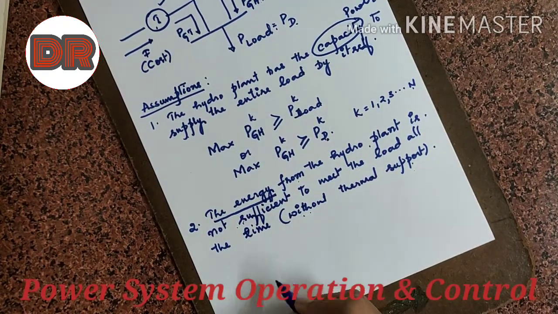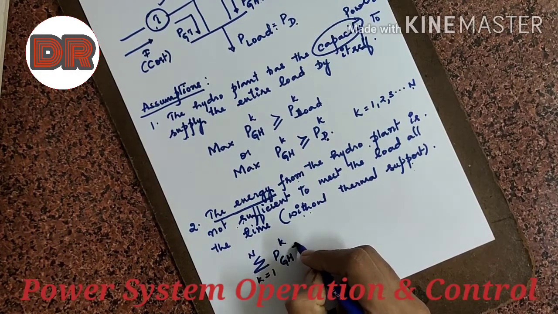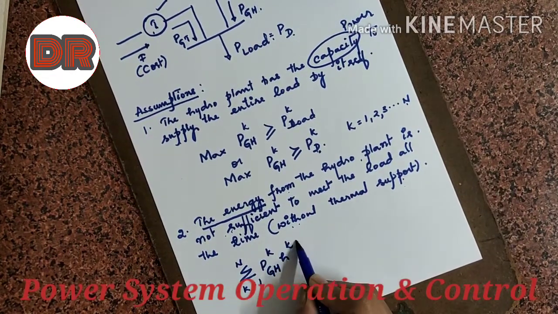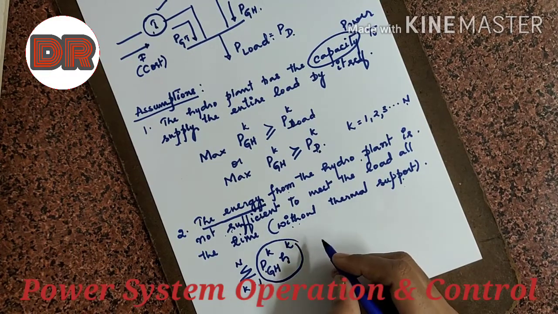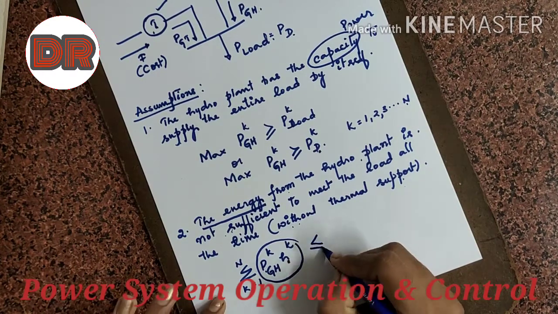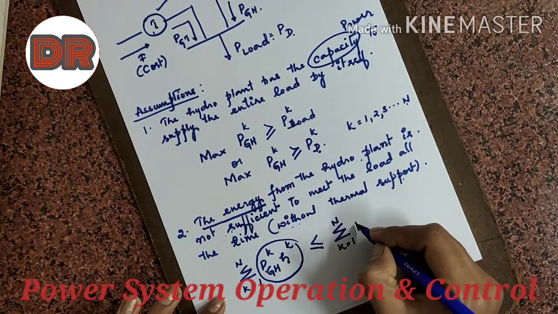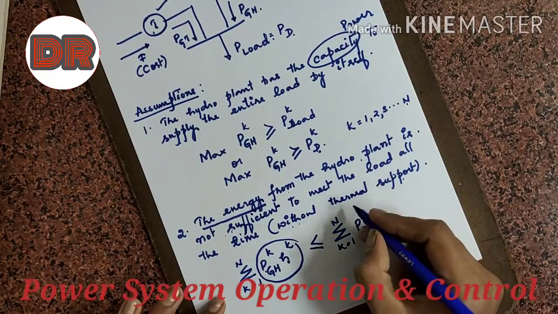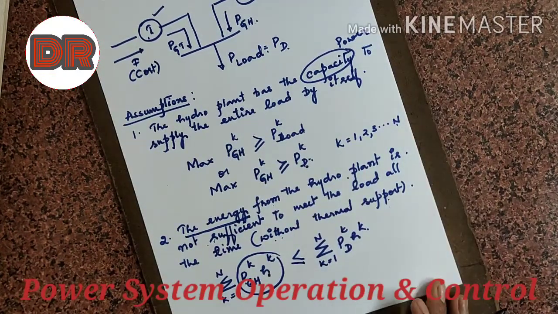So for this, what we can write is summation K equal to 1 to N, PGH K, HK. So this is nothing but energy. H is for hour. H is the number of hours in a particular interval. So this will be actually less than summation K equal to 1 to N PD, where PD is the load, HK. So this is the second assumption.